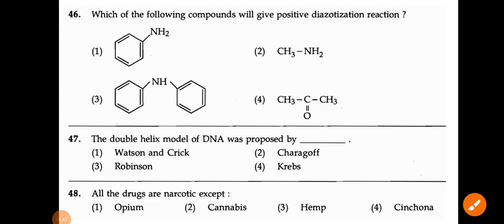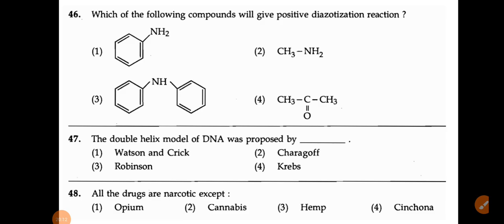Okay. Next, 46. Which of the following compounds will give the positive diazotization reaction? This question is from your organic chemistry, and specifically they have mentioned in the syllabus the diazotization reaction. It means you have to go through the syllabus first, because from each and every topic or each and every point they are asking at least one question, right? So that is the question from your diazotization reaction.